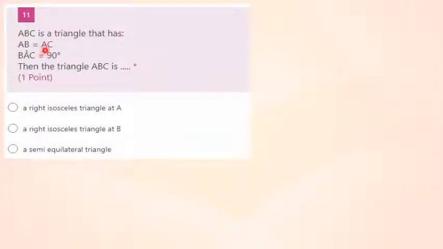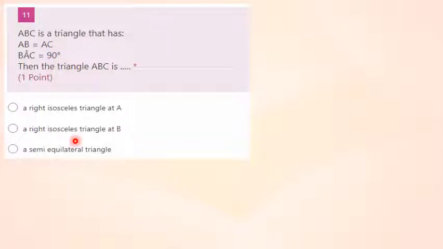Number 11. ABC is a triangle that has AB equal to AC and BAC is 90 degrees. Then the triangle ABC is it a right isosceles at A, at B, or semi-equilateral triangle? To discuss them, a semi-equilateral triangle is a triangle that has three angles, 30 degrees, 60 degrees, and 90 degrees. Here we have given only one of these angles.